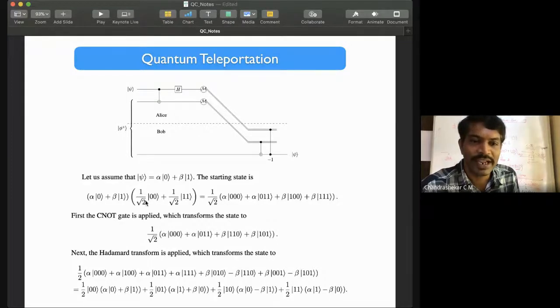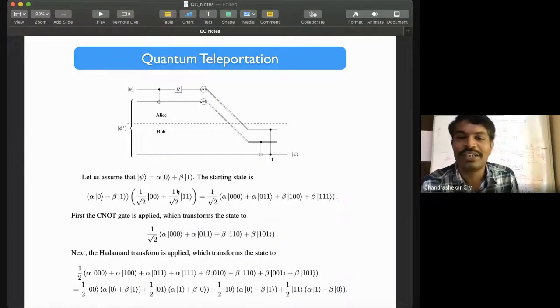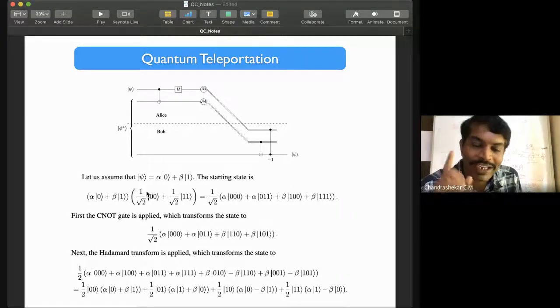This is an entangled state here, right? Now, Alice makes a measurement on the qubit with her. Which means that the moment you make a measurement on a quantum state which is in this form, it collapses to 1 by root 2 0 0 or 1 by root 2 1 1. Bob does not do anything. But even if Alice makes a measurement, it collapses to one of these two.